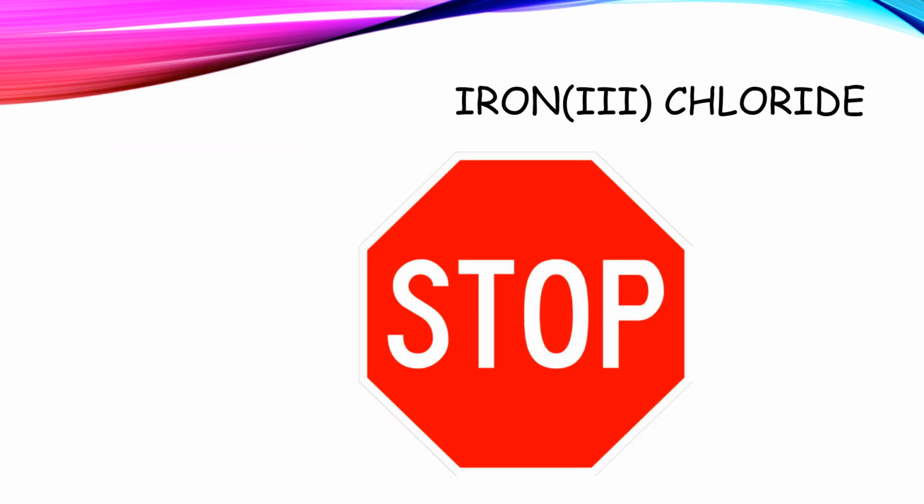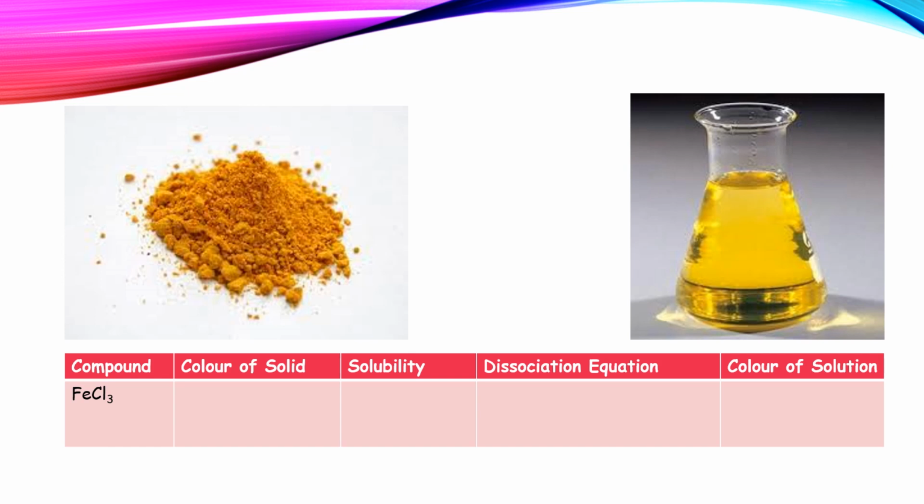Next example you're doing is iron 3 chloride. Stop the video and complete the table. Iron 3 chloride is a brown solid. It's soluble in water, so the dissociation equation would be iron 3 chloride goes to iron 3 ions plus 3 chloride ions. This will give you a pale brown solution.